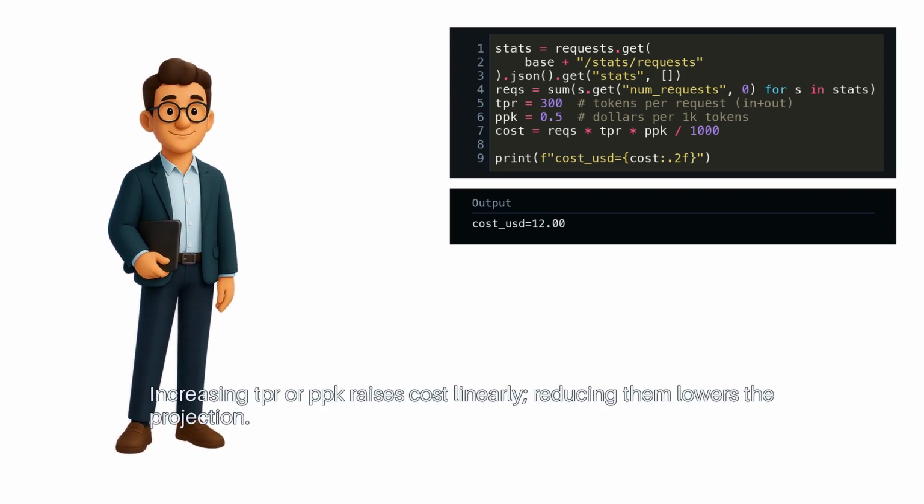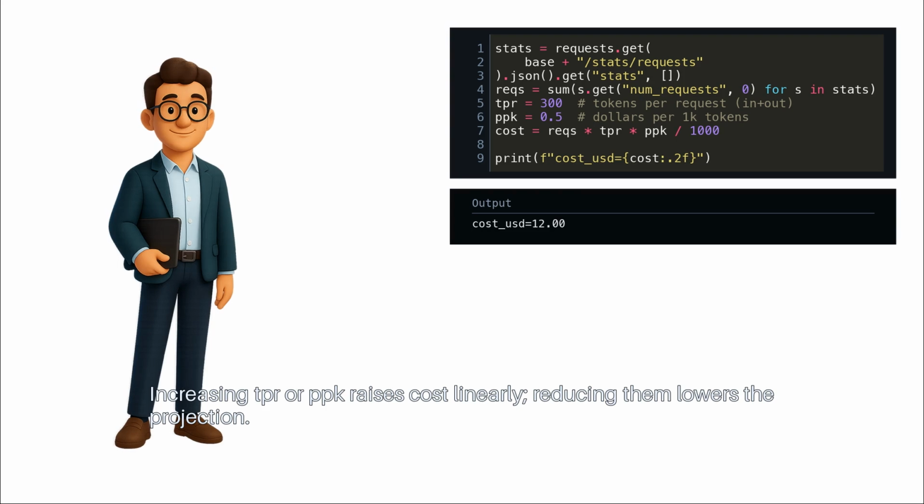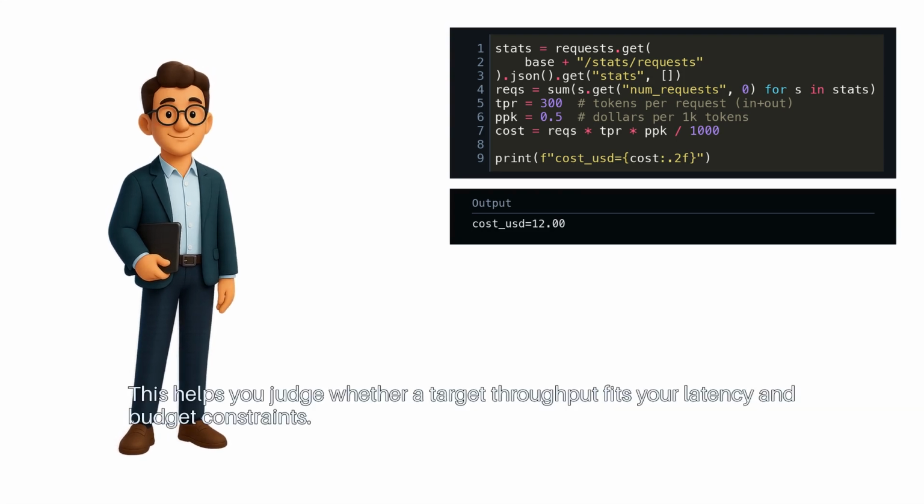Increasing TPR or PPK raises cost linearly. Reducing them lowers the projection. This helps you judge whether a target throughput fits your latency and budget constraints.